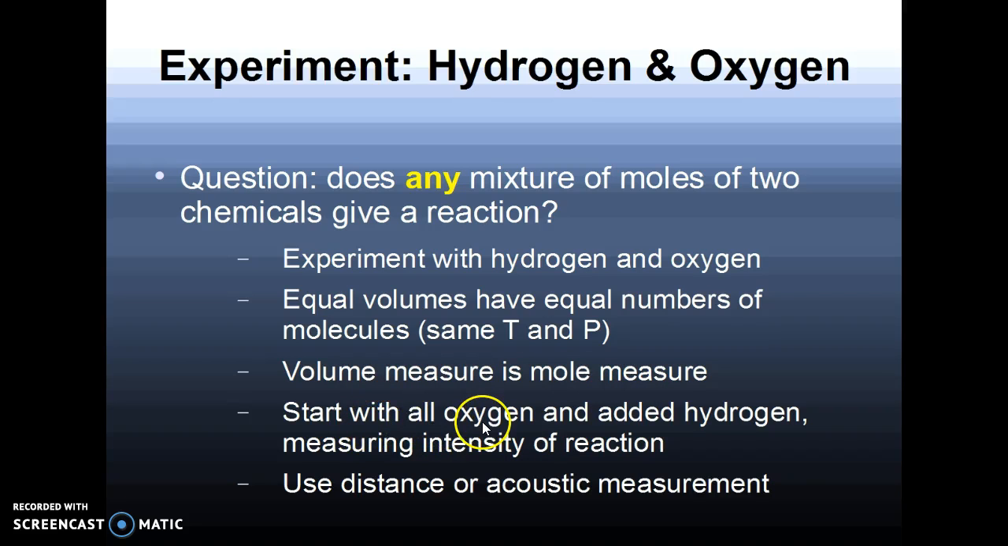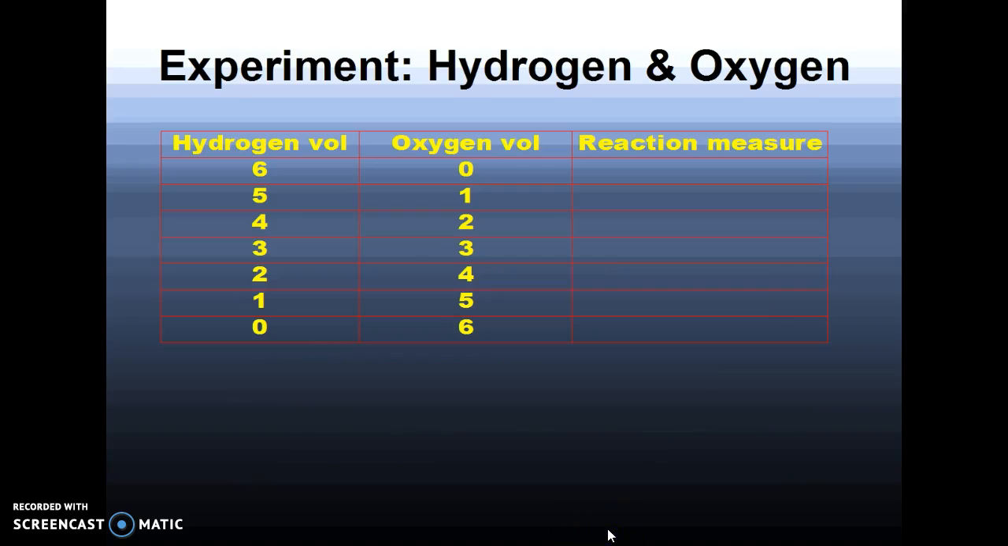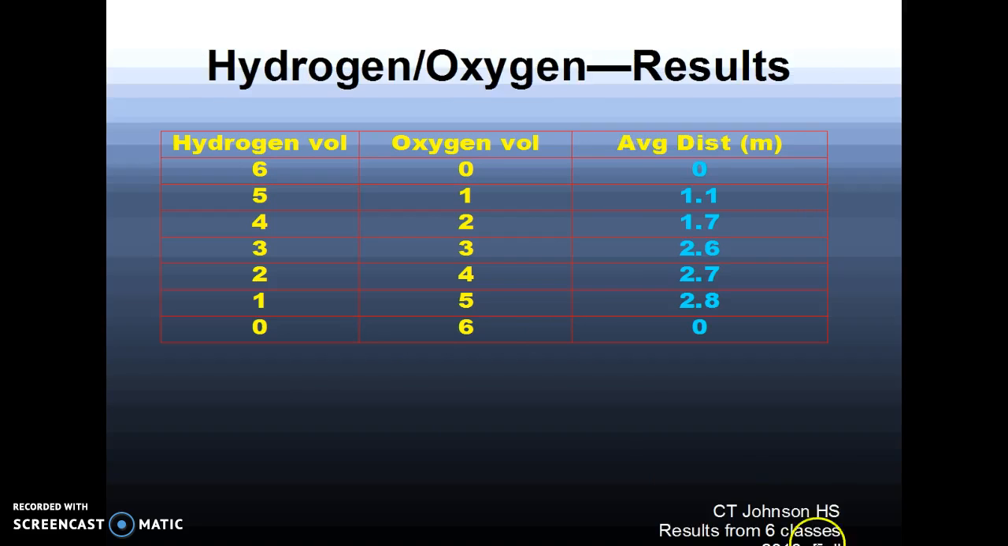We start with all oxygen, and then we add fuel, we add hydrogen little by little, and measure the intensity of the reaction either by the distance a rocket will fly or by the intensity of the sound that the explosion makes. Here's our setup, going from no hydrogen and 6 volumes of oxygen all the way to all hydrogen and no oxygen. And we see the average distance that's flown by the little tiny rockets that we used.